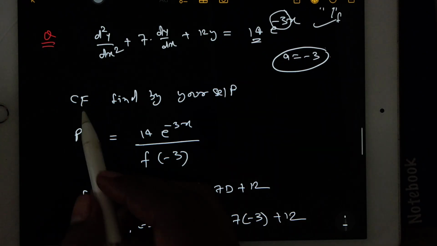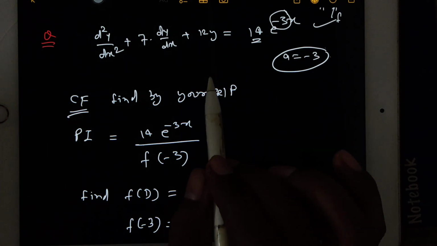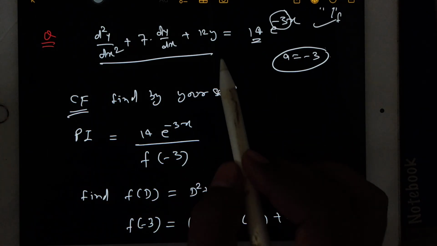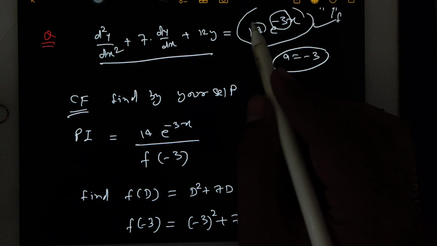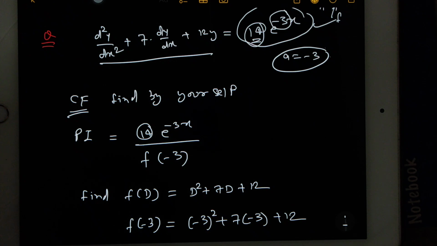So first of all, see, CF you calculate by yourself. In the last, I'll give you the answer for CF. Understand, here CF you do by yourself. PI, how will you find out? So for PI, 14, nothing to bother, 14 will be as it is here. e power 3x you write as it is here.